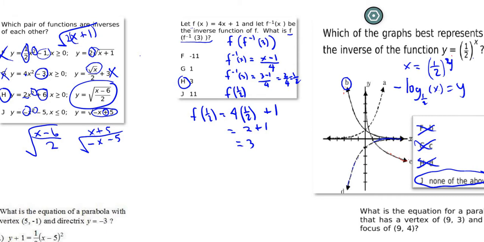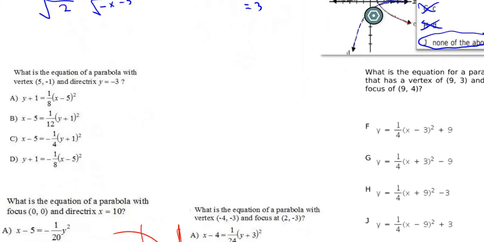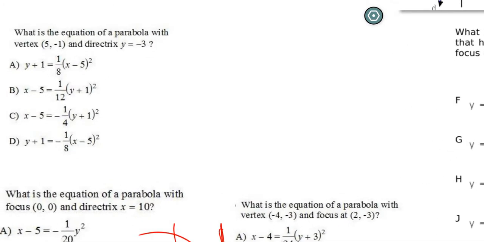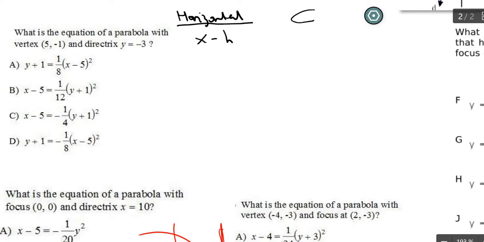Okay, the next question that we did had to do with parabolas. So we did a quick review of parabolas. Let's write the general equation of parabolas. The first one is horizontal parabolas. Horizontal will look like this. It's going to start with x minus h equals 1 over 4p times parentheses y minus k squared. All right, so that's for horizontal.